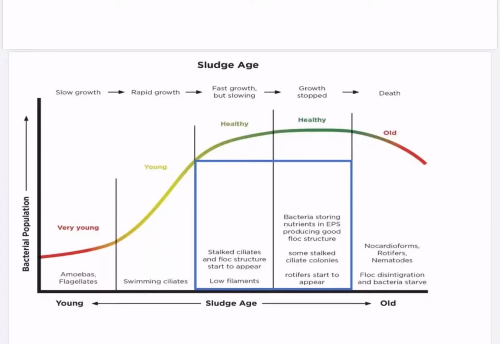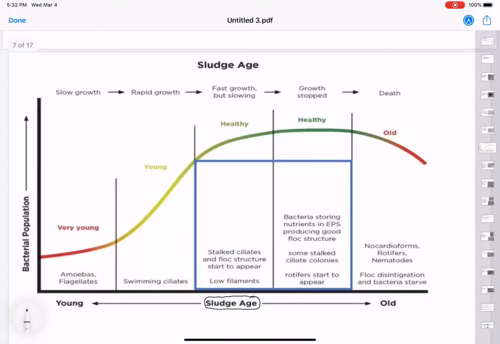Okay, since we are dealing with microbial and microorganism diversity, let me just show you this figure. Let's say that this is the age of the bacteria or the age of the sludge. If the microorganisms are young, it is this way. If the microorganisms are old, it is that way. And this is the bacterial population increasing that way on the y-axis.